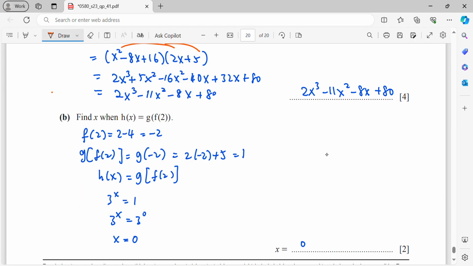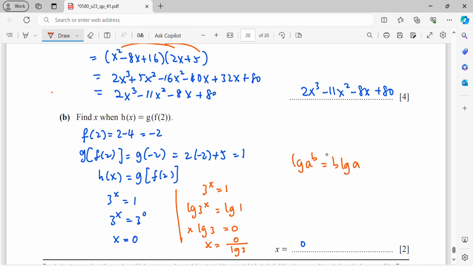Another way is, right after 3 power x equals 1, you can just take log on both sides. So log of 3 power x is log 1. So log 1 is 0. For log of 3 power x, we have a formula: log a power b is b log a. So then I will just bring out the x. Then from here, your x is 0 over log 3, which is also 0. So we have two methods to solve this question.